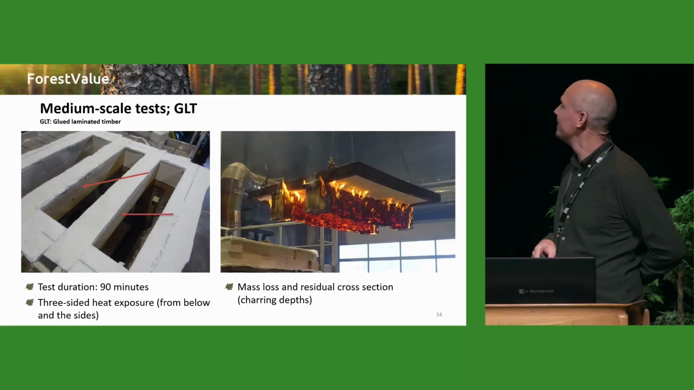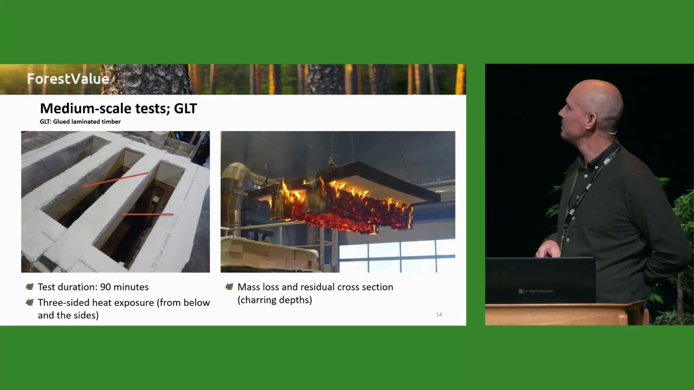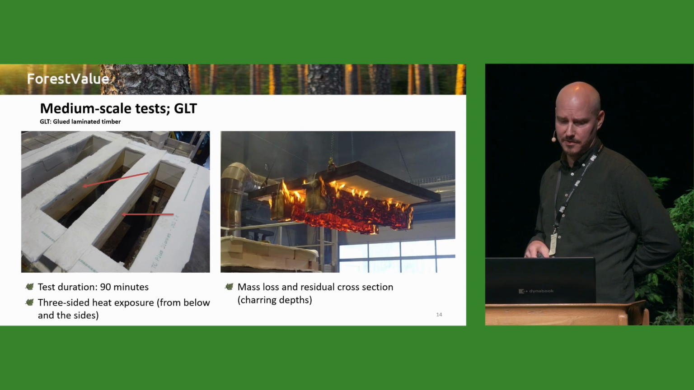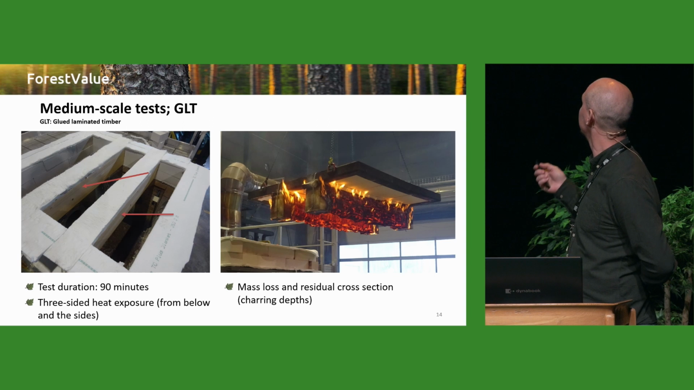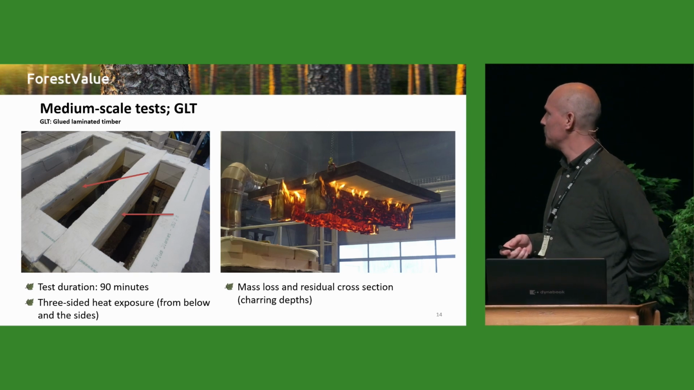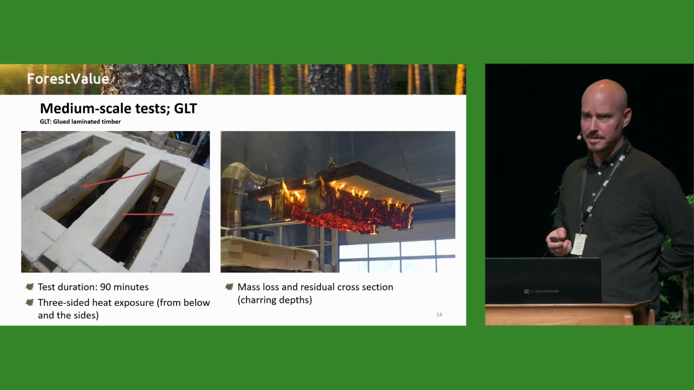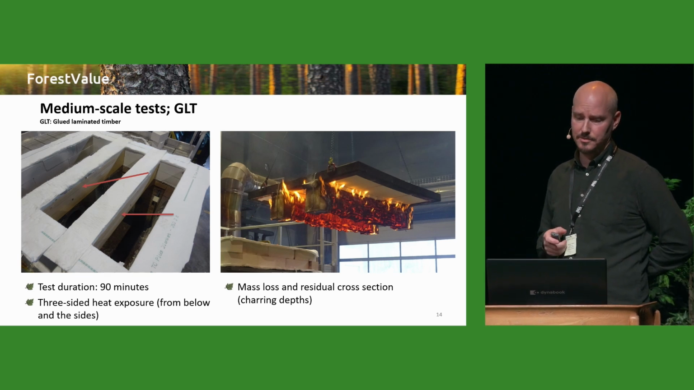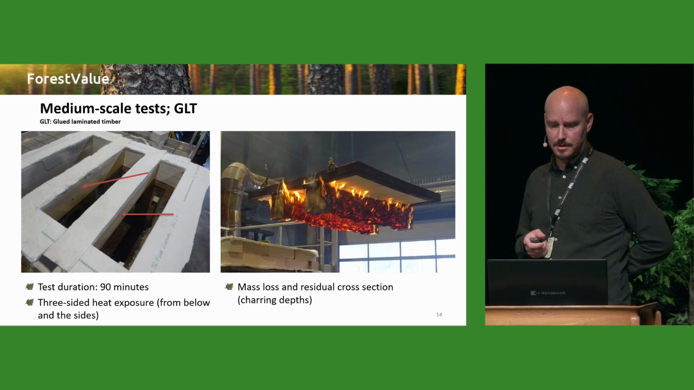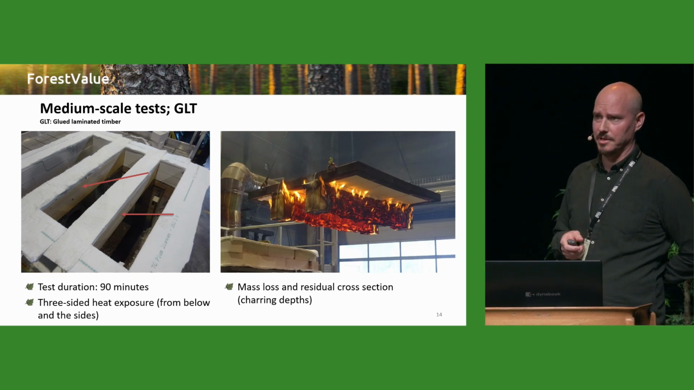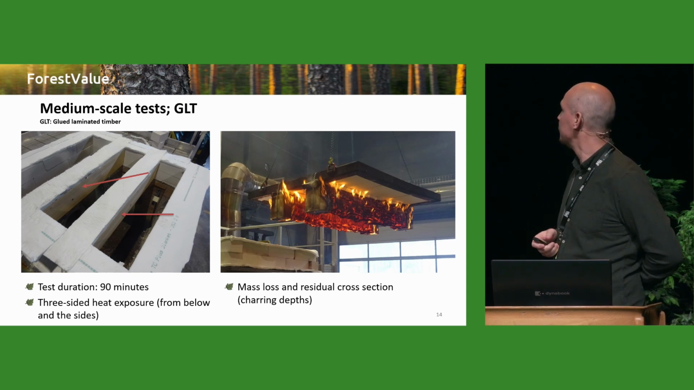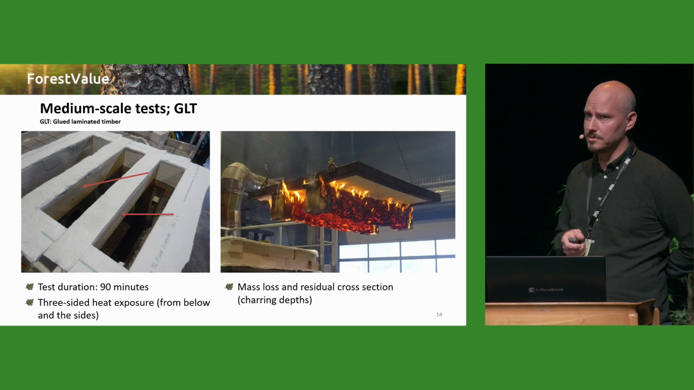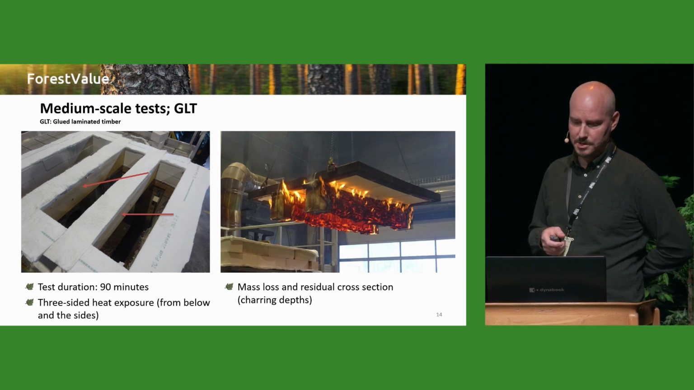To the left here, we have glulam beams, two pieces loaded on top of the furnace. It's before we're putting the lid on. As you can see, what I'm talking about with a lid, it's this part. Because we had three-sided exposure on these tests, sides and below, and they were run for 90 minutes. To the right, you see when we are lifting it off immediately after the test. And for these tests, we measured the mass loss and residual cross-section.